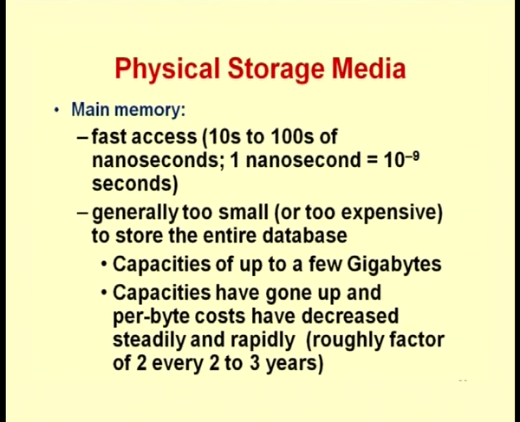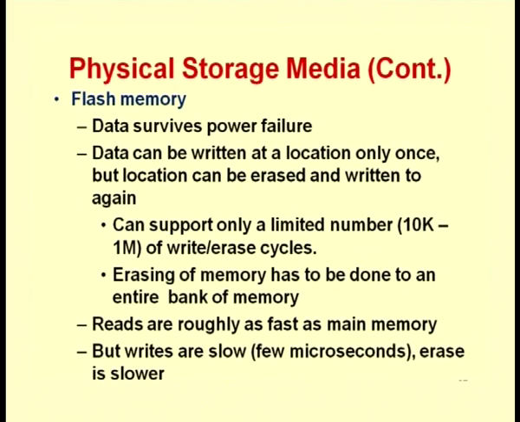So, you have fast access, but it is generally too small to store the entire database, that is why you need physical storage. Capacities go up to a few gigabytes, and capacities have gone up, and the per byte cost has also decreased steadily and rapidly. So, main memory being an issue, it is still an issue, but the intensity of the issue has decreased because the size of the main memory has increased tremendously, and the cost per data unit, which was one of the parameters, has decreased and the speed has increased. So, all these make main memory very important. Databases can even be maintained completely in main memory, though that has not yet come, that is possible as we go along.